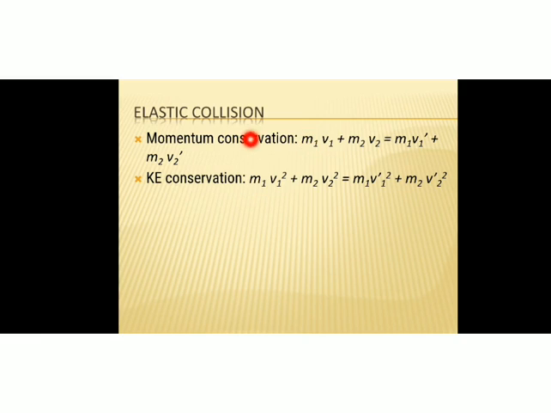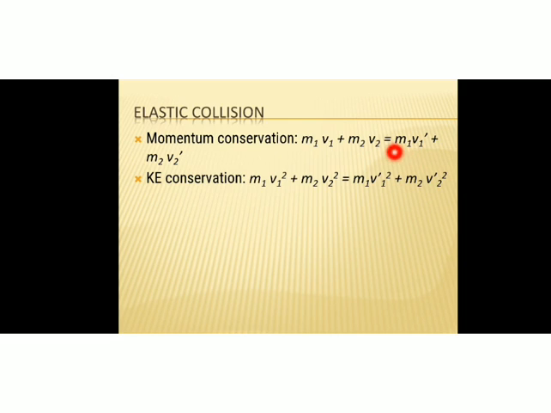So what do you mean by this equation? m1v1 plus m2v2 equal to m1v1 dash plus m2v2 dash. See here, m1v1 is the initial momentum of the first object, m2v2 is the initial momentum of the second object, and the quantity on LHS means the total momentum of objects 1 and 2 before collision.